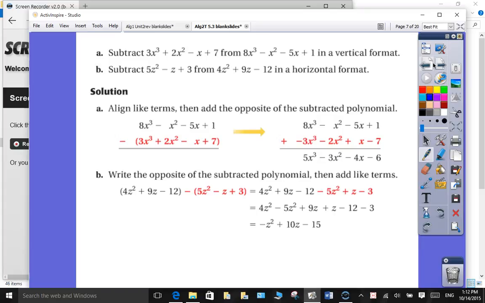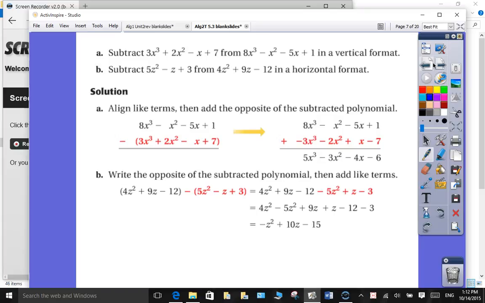Is it everything on both sides? What's that? The flipping? It's just what's being subtracted. Right? If you're subtracting this, actually it says you're subtracting this minus this. So that negative changes all of those into opposites. Right? So again, that's their vertical format.